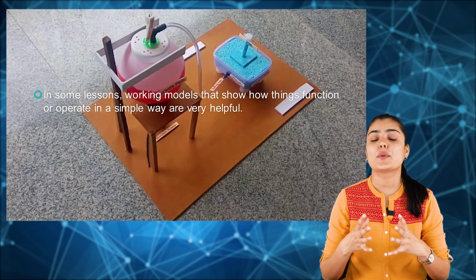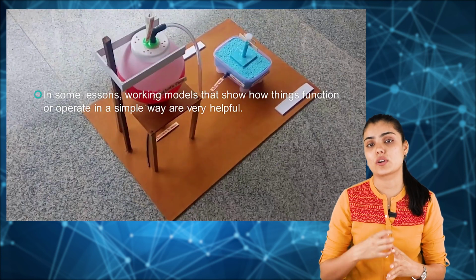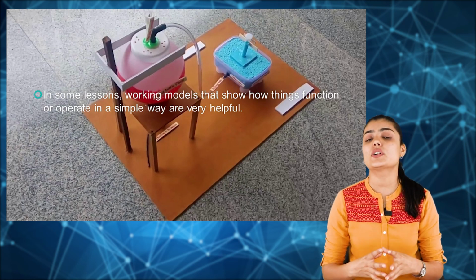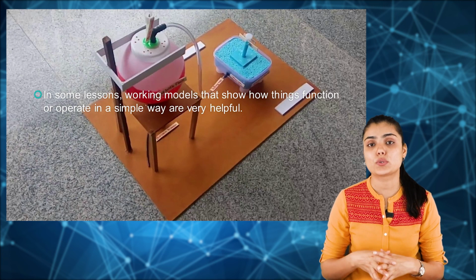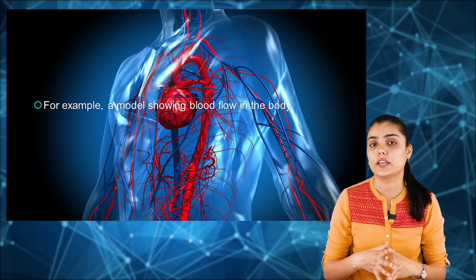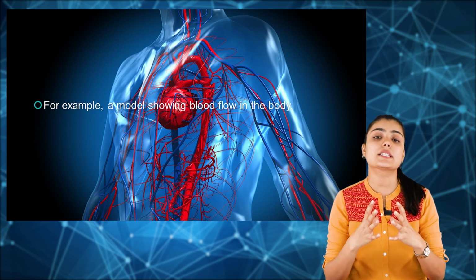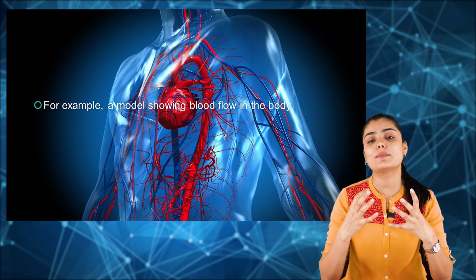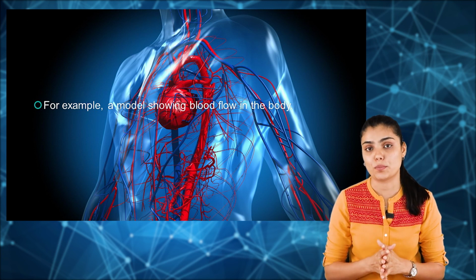In some cases, when we learn about how things function or how it operates, it makes a concept very easy. In order to make sure that the concept is made easy for the students to understand the functioning of a particular machine, working models can be used. For example, a model showing the blood flow in the human body. A working model is a model that shows the operation or the functioning of a particular system, a particular machine, or a particular instrument. Working models are very much useful in order to understand how a particular object functions.